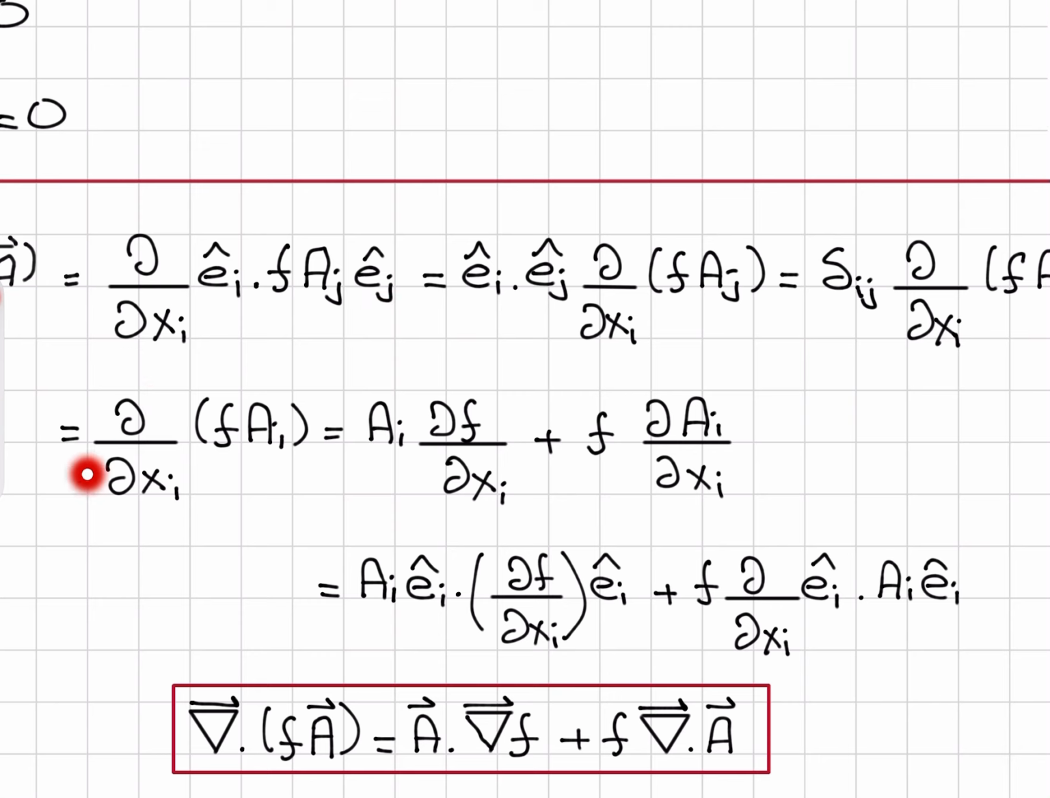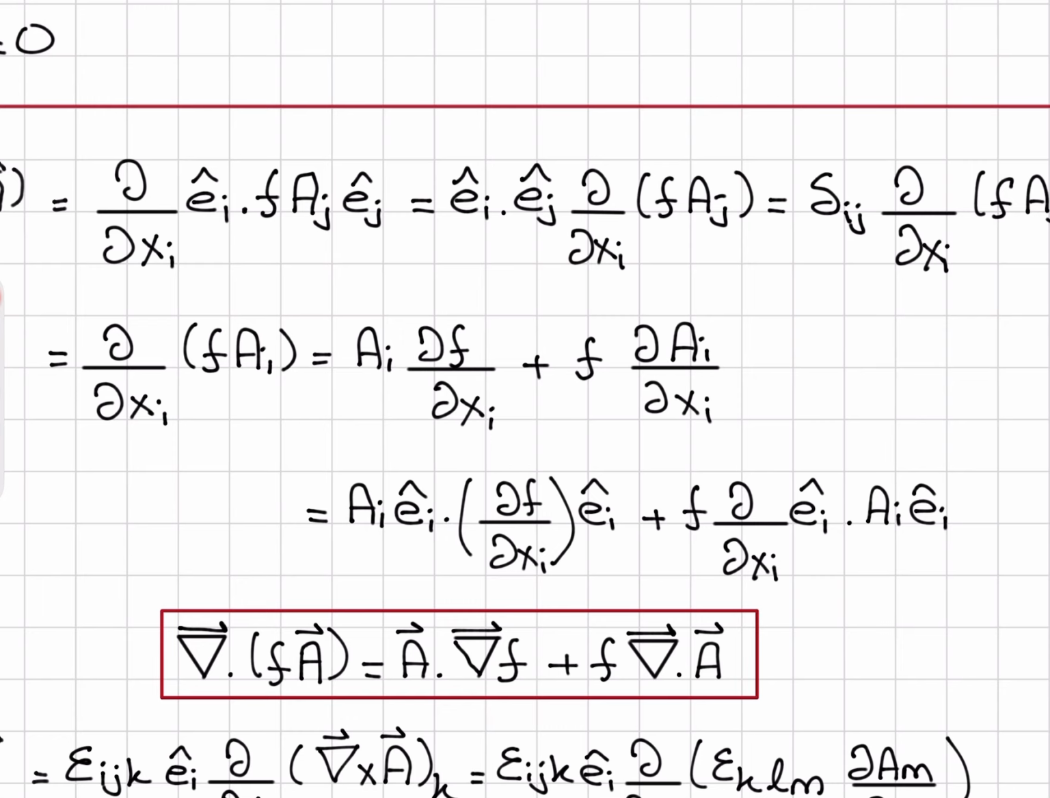And now I apply the differentiation to a product of two functions. The first function multiplied by the derivative of the second, plus the second function multiplied by the derivative of the first. And this gives me basically a_i e_i hat dot product with del f del x_i e_i hat. So I recognize that this is the gradient of the function f. This is the vector A dot product. And here I have f multiplied with del x_i e_i hat dot product with a_i e_i hat, and that's basically the del operator dot product with a vector, which is the divergence of A.